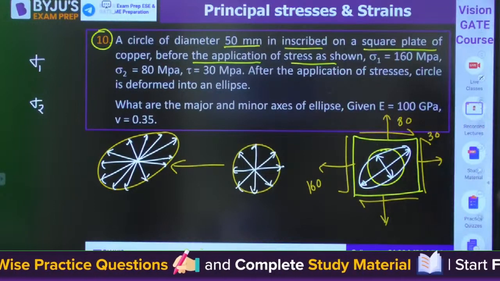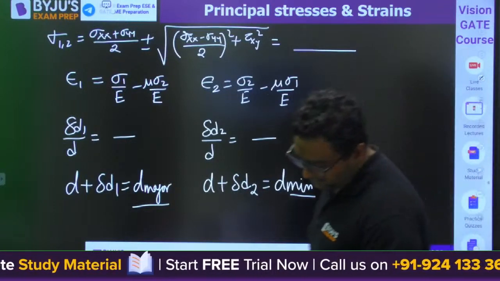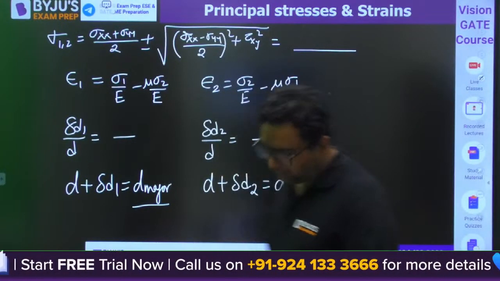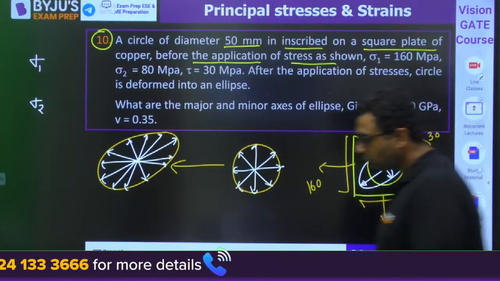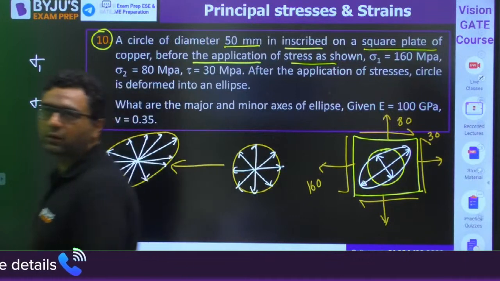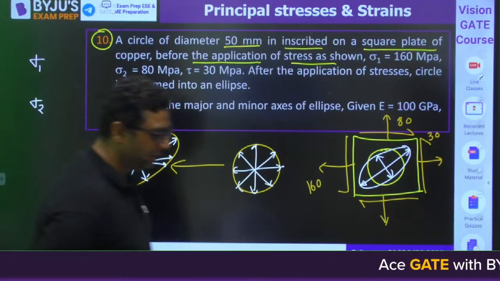First of all, find out sigma 1 and sigma 2. What are the values of sigma 1 and sigma 2? Find out sigma 1 and sigma 2.